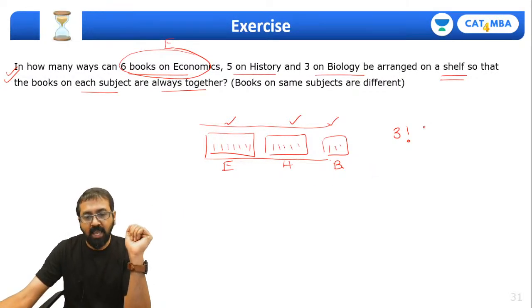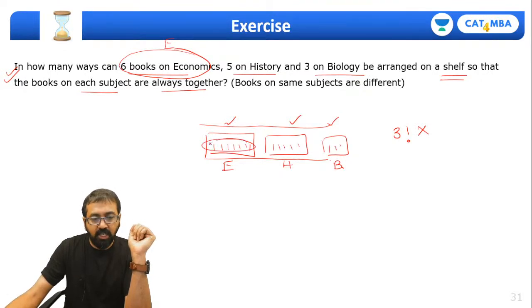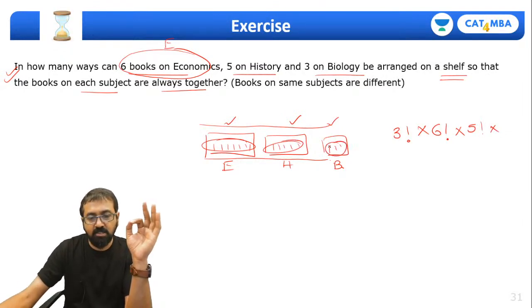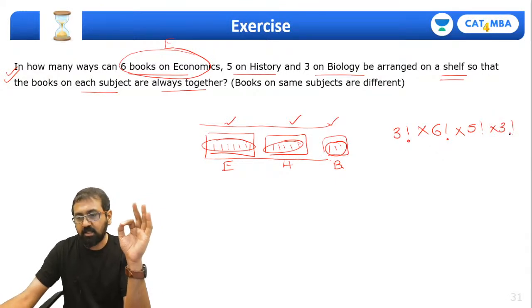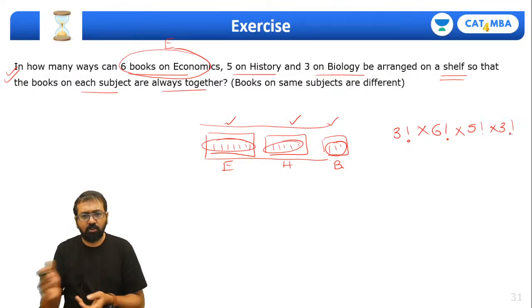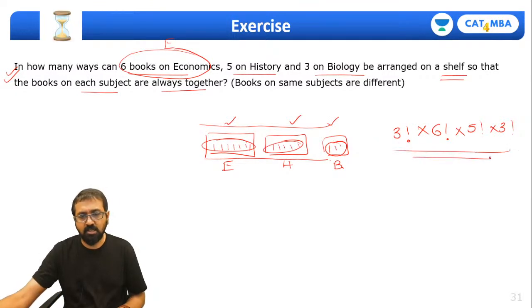Okay, and now the books in the economics bunch can be arranged internally in 6 factorial ways, and these books can be arranged in 5 factorial ways, and same with this, it can be arranged in 3 factorial ways. Correct. So are you all clear with this point? Right. 6 factorial into 5 factorial into 3 factorial into 3 factorial. You can write it either way. So this is the answer. Right. So all of you got it right.